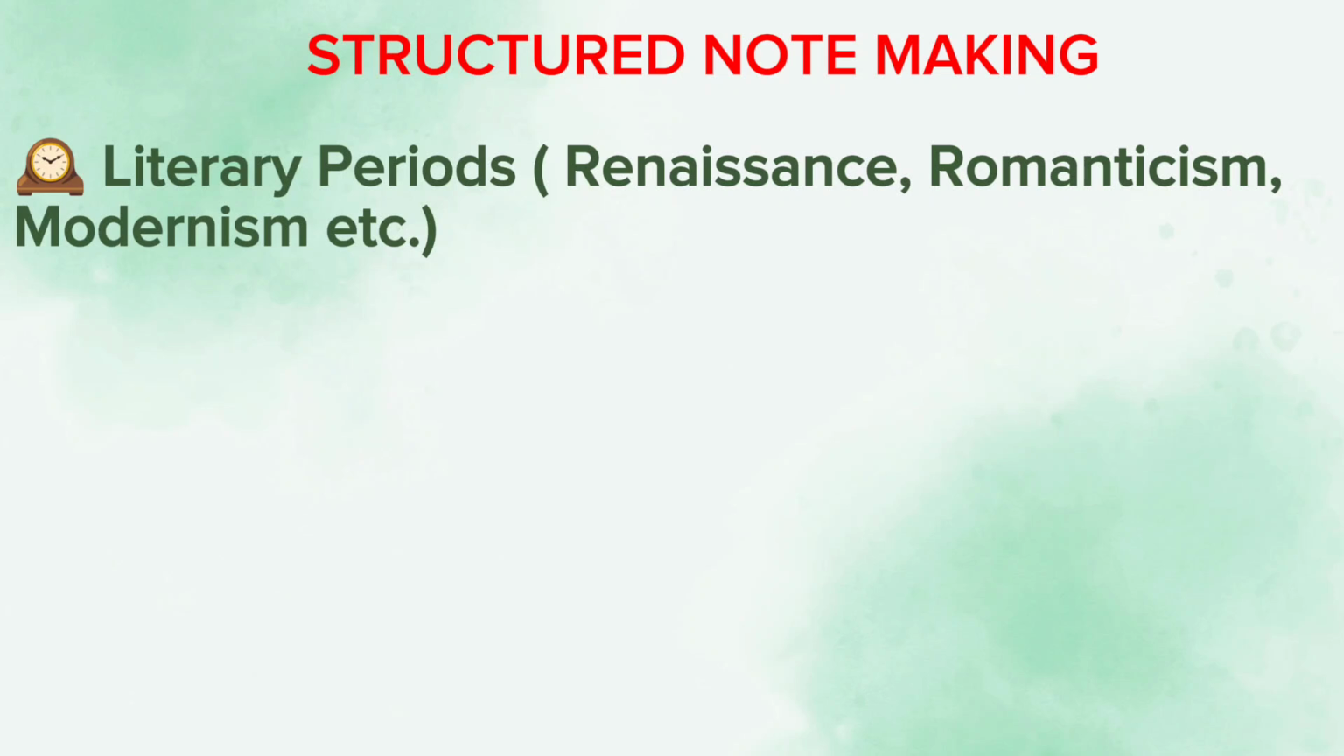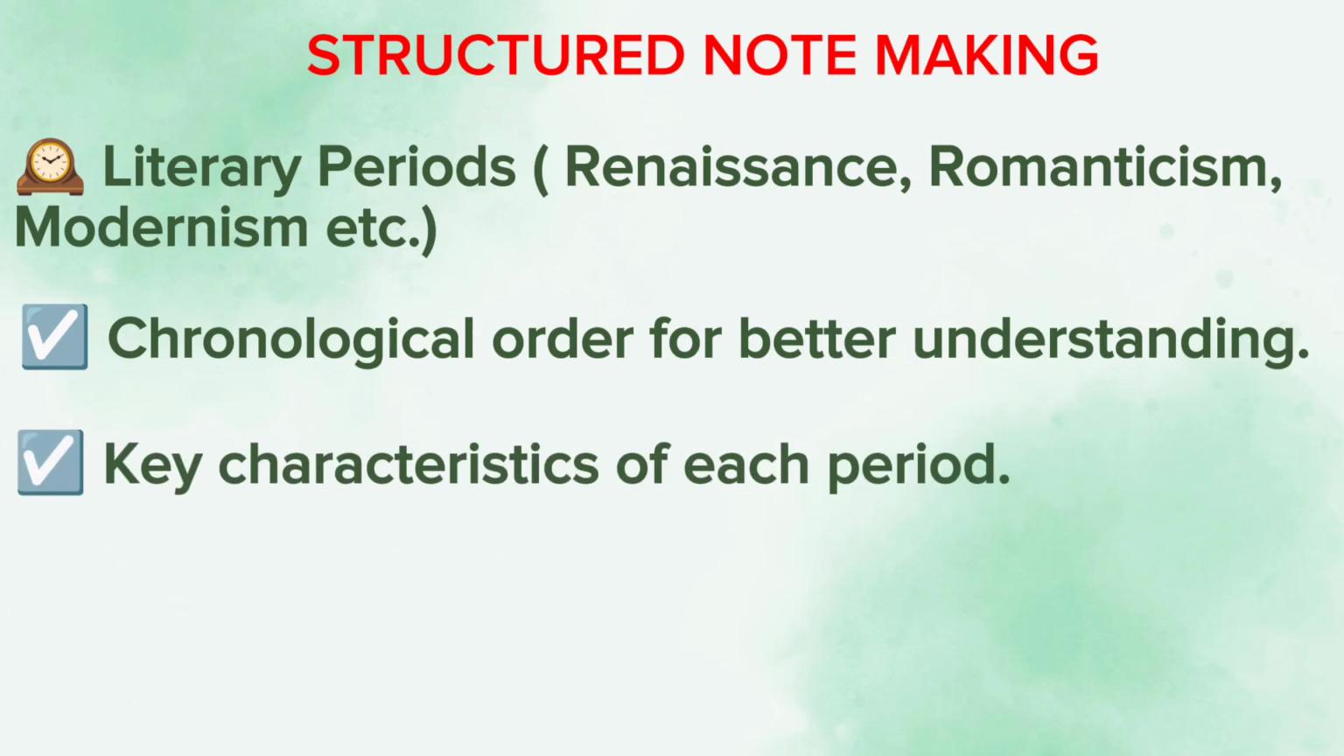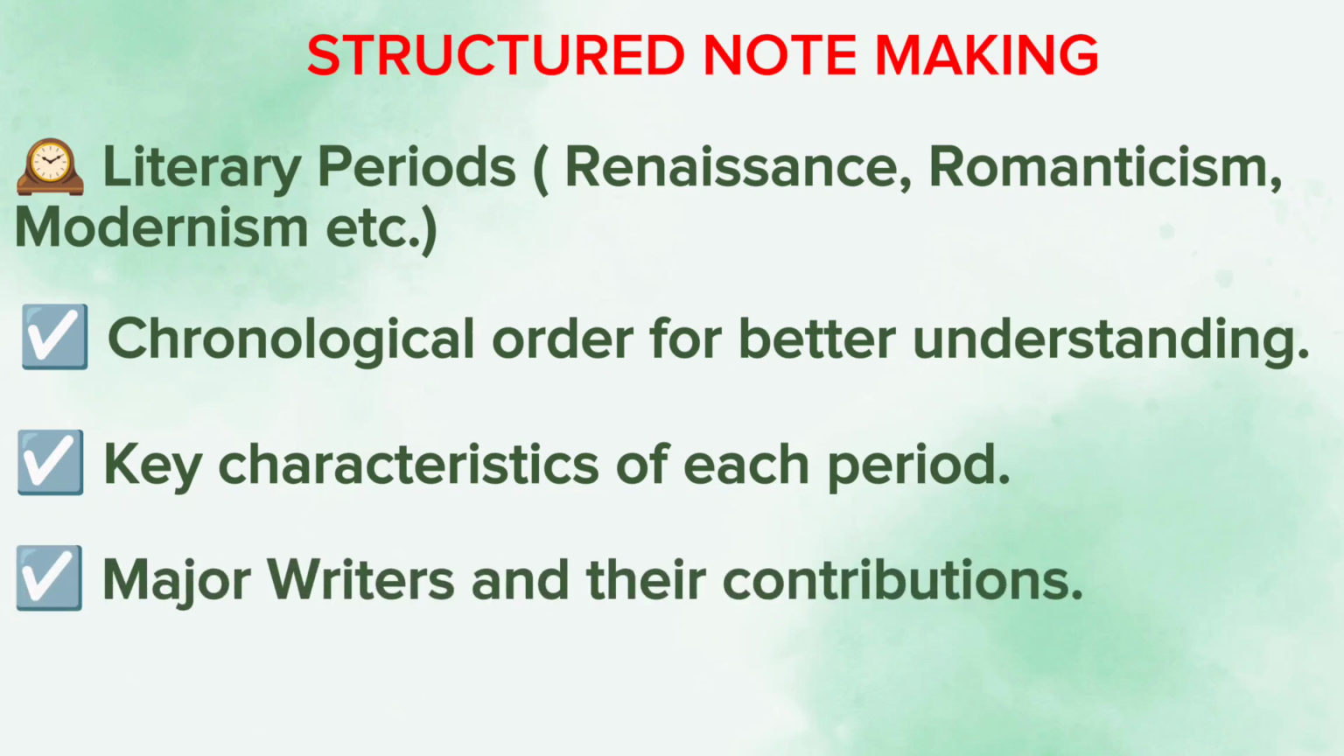For example, Renaissance, Romanticism, Modernism, Postmodernism, etc. You should write them down in chronological order for better understanding, so that you will know what influenced what is there in the previous period, and what's new in the upcoming period. Also make sure you note the key characteristics of each period, major writers, and their contributions to each literary period and literary movement.